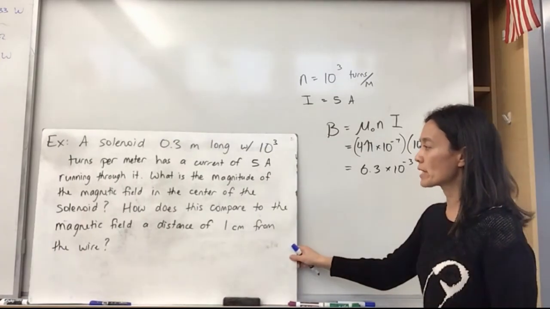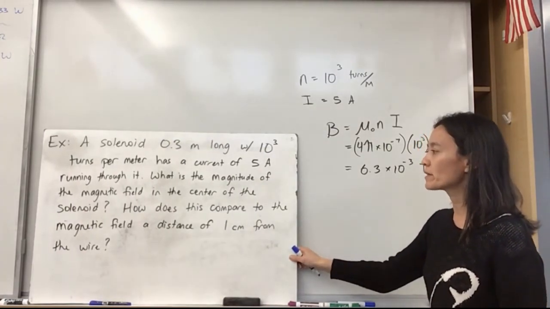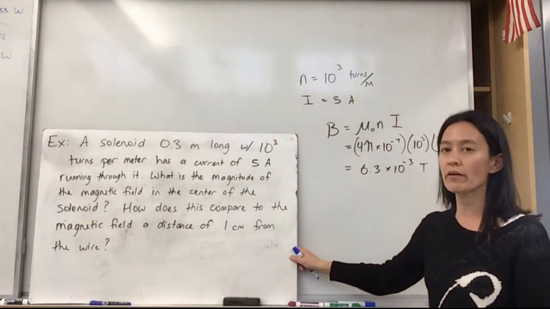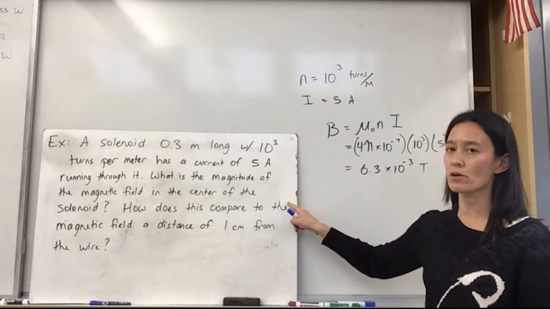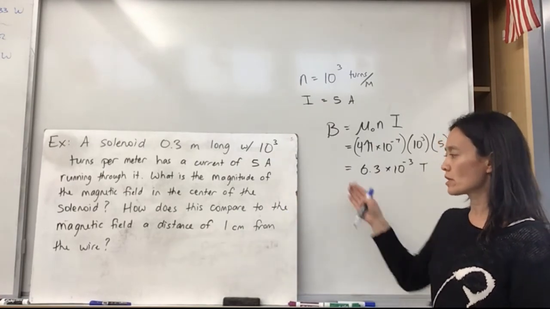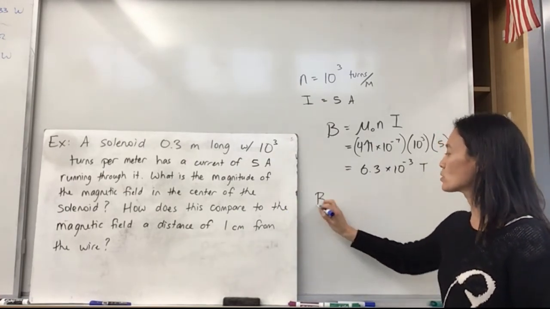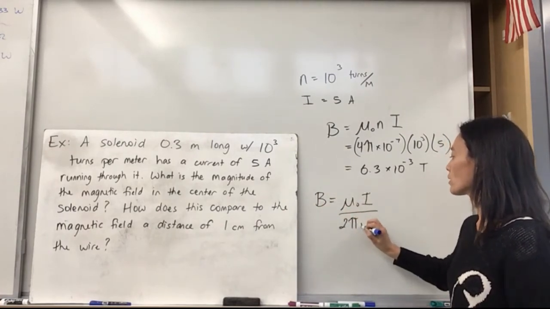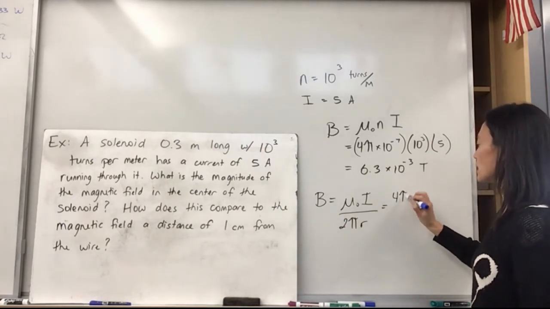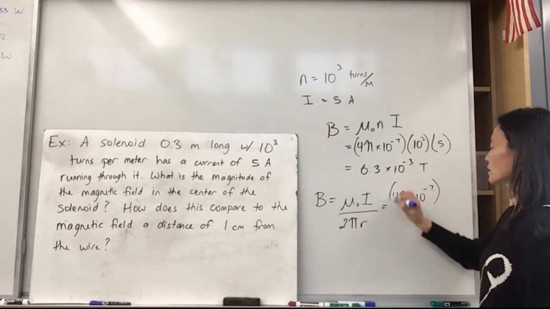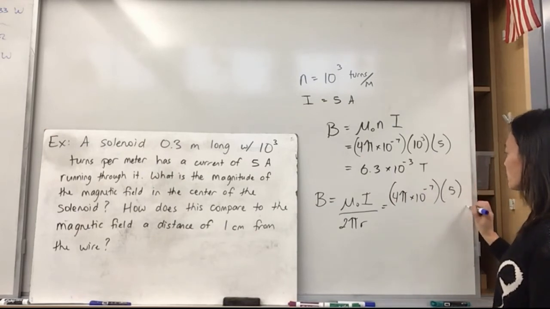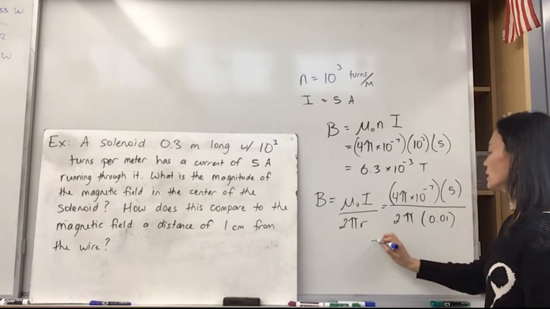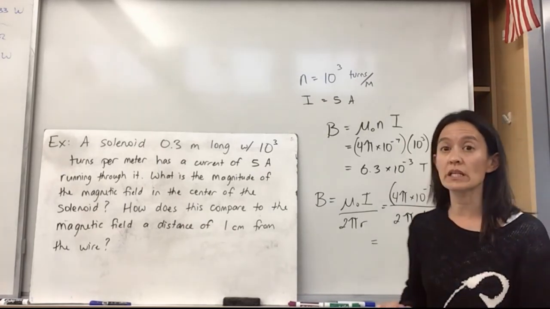And then the second part of the question is how does this compare to the magnetic field a distance of 1 centimeter from the wire? So if we're just figuring out, well, this is what is inside the solenoid, what is it just 1 centimeter away from it? We would just go back to our B is equal to mu naught I over 2 pi r. So this would be 4 pi times 10 to the negative 7. My current is 5. 2 pi times a distance of 0.01. And we should notice that it is significantly smaller.